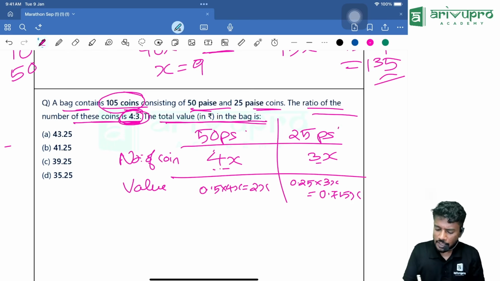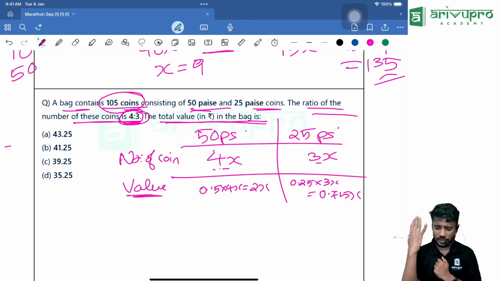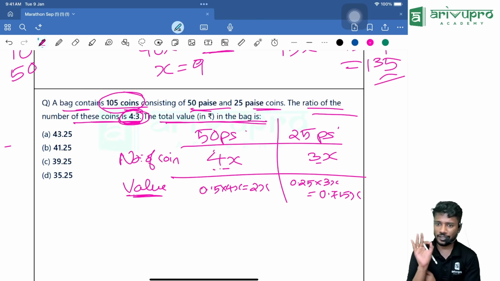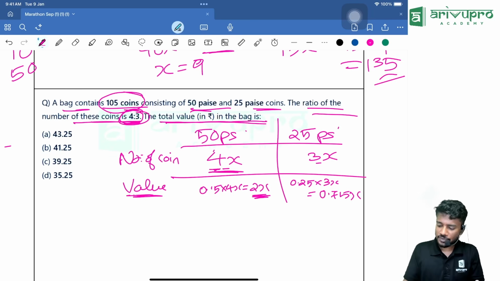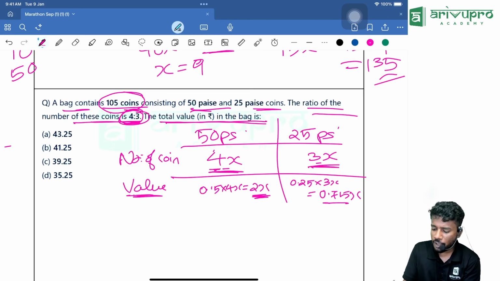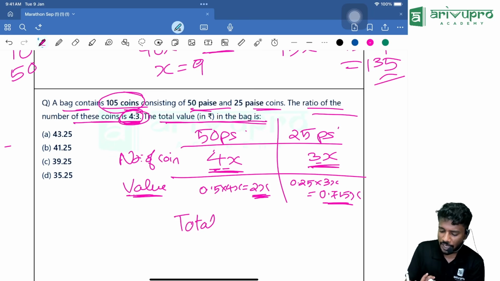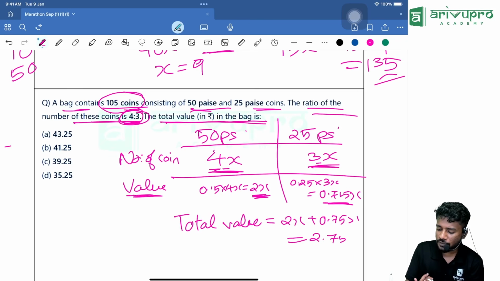I wrote like that. Now, value. If you have 4 coins of 50 paise, what is the value in your hand? 4 into 0.5, that is 2. But is it 4? No, it is 4x. We don't know how many are there. So that will be 2x. Then, if you are having 3x coins of 25 paise, that will be 0.75x. That means the total value in your hand is 2x plus 0.75x, which is equal to 2.75x.